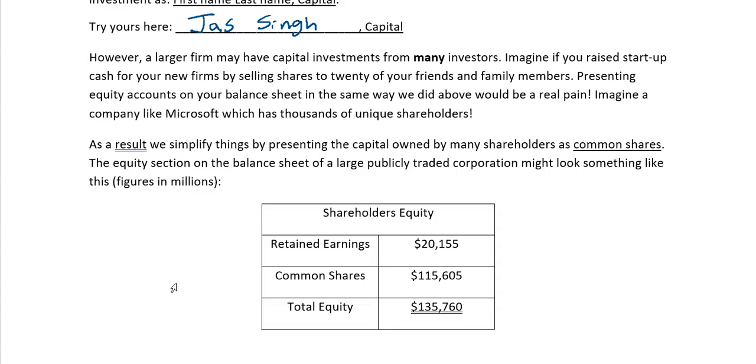So we have shareholders' equity, with numbers in millions. We have retained earnings, which if you recall is the accumulated profit and losses over the years of that firm, at 20 million and change. We have common shares, which are funds which people have invested in the business, at 115 million and change. We have total equity of 135 million and change.